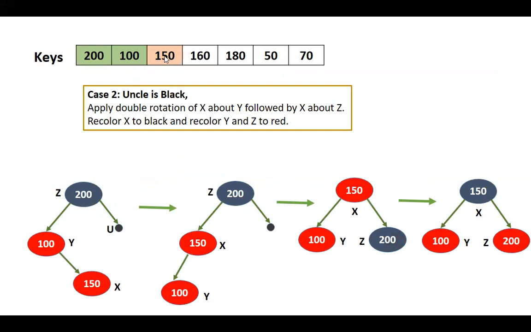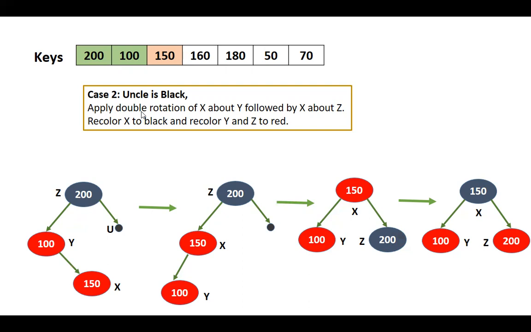Okay. Next, what you insert is 150, right? Smaller than 200, but greater than 100. So it becomes 150. Now 150 is inserted, and the insertion is from left to right, right? And there is a red violation, a red node having a red child. So the tree is imbalanced. Check the color of the uncle. The uncle is black in color.